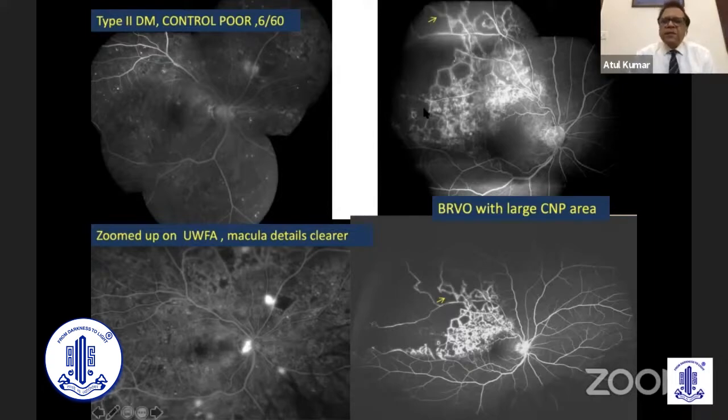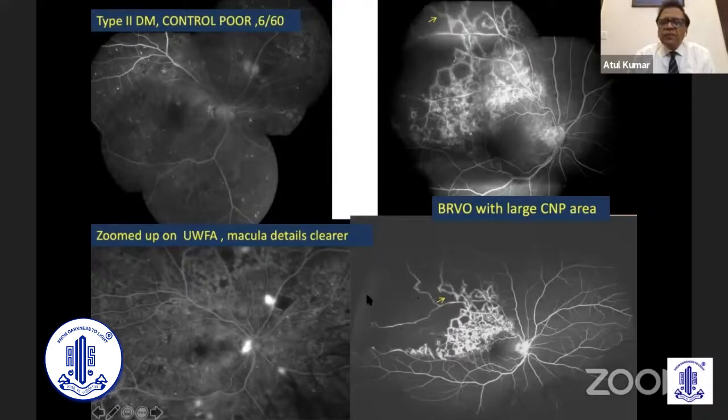This is another patient of branch vein occlusion, supratemporal. The arrows show that what we had seen here is actually only mid peripheral. The vessel crossing here is the same vessel crossing here. This is the end of the zoom of the montage. But way beyond it in the periphery, you can see the extent of non-perfusion.